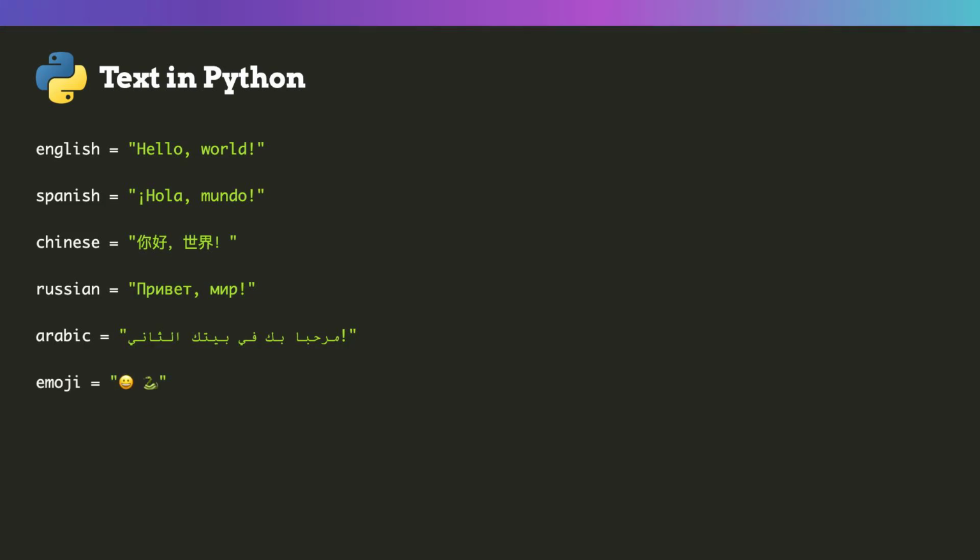Python strings are Unicode by default. This means we can work with text from different languages and scripts easily. This feature makes Python great for developing wherever you are in the world. We can even make a string of emojis.